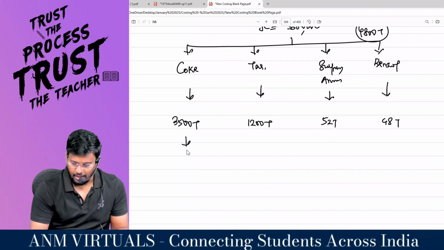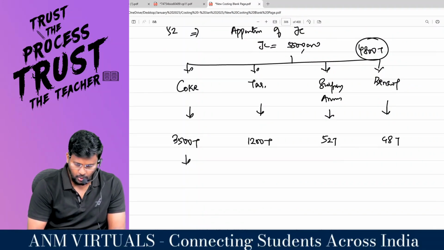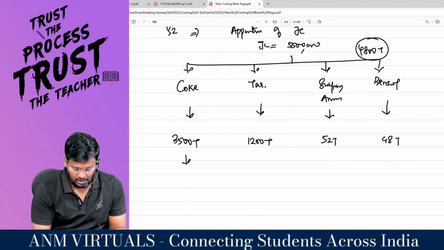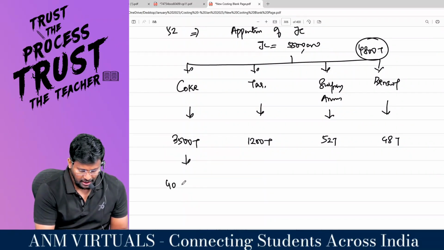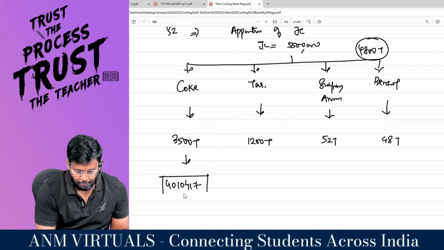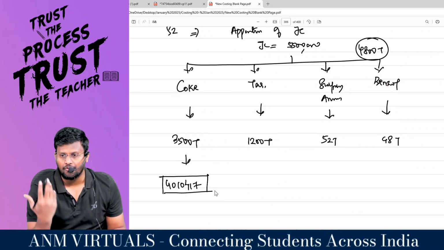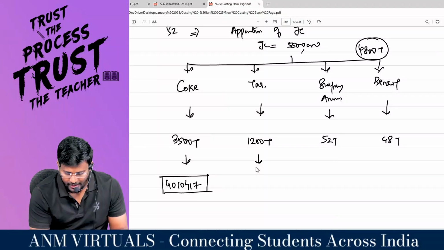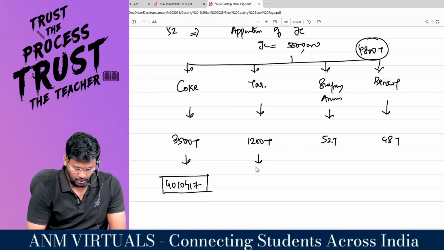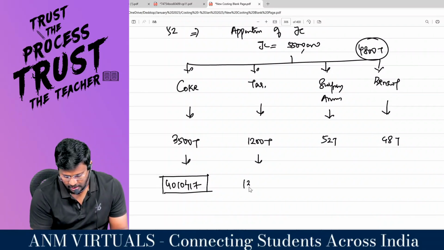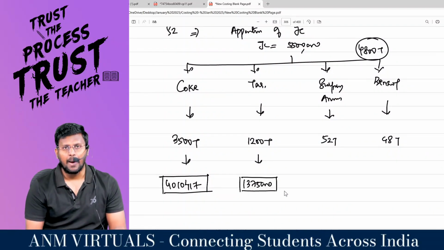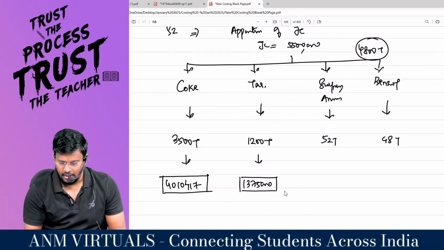So calculator: 55 lakhs into 3500 divided by 4800 comes to 40 lakh 10,417, which is the apportioned joint cost to the first product. Comfortable? Very simple. 55 lakhs into 1200 divided by 4800 comes to 13 lakh 75,000, which is the apportioned joint cost to the second product.